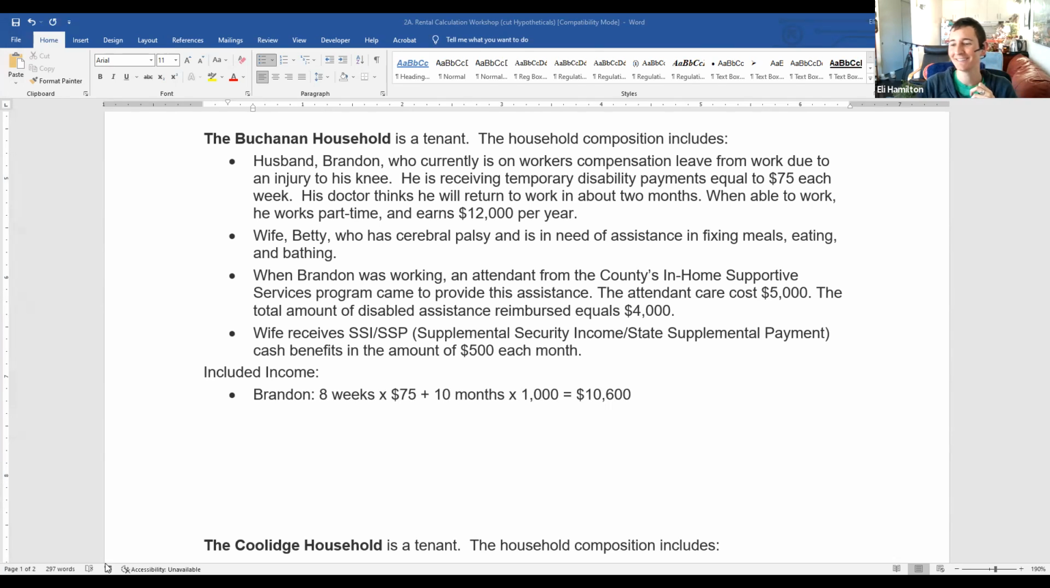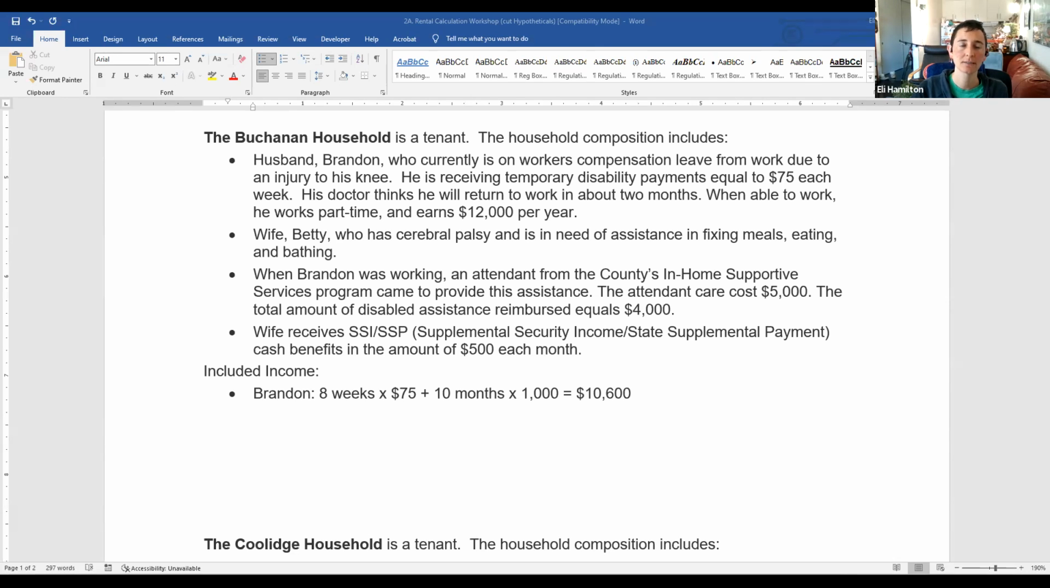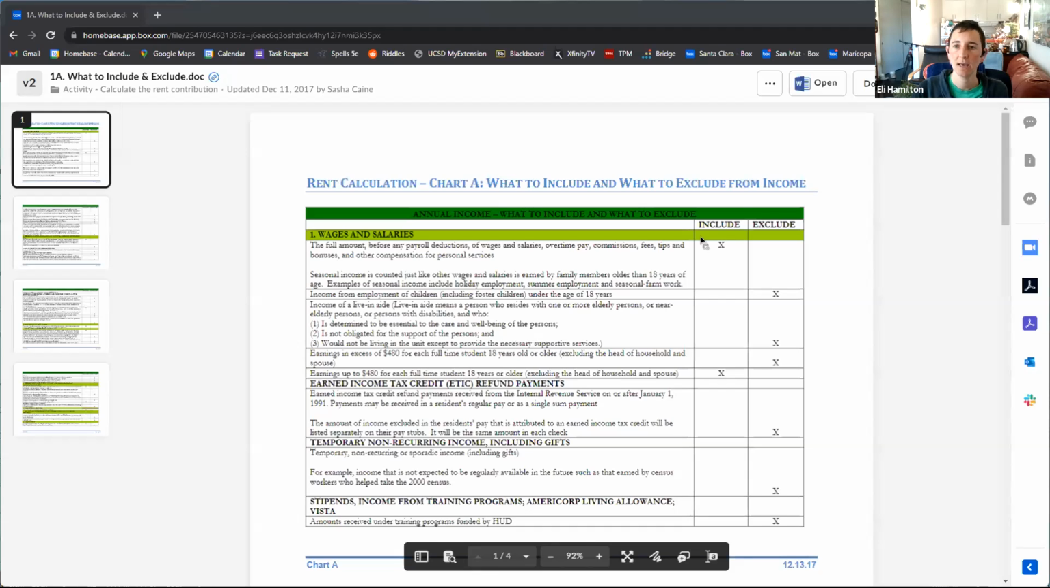Yeah, great question. All right, so do we include SSI benefits in rent calculation? And we are going to find an answer to that question. This is a resource that we'll make sure that y'all get. It's a sort of a cheat sheet on what to include and what not to include. I'm gonna make it bigger.